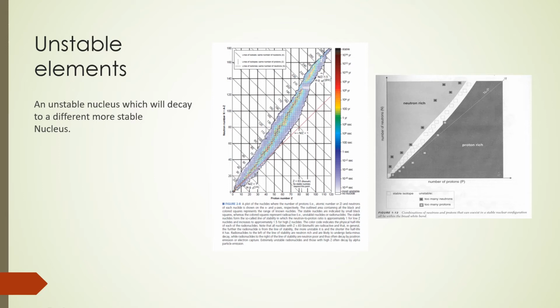The neutron to proton ratio is close to 1 for the low Z elements and increases to about 1.5 for heavier elements. As the line of stability moves away from the neutron to proton ratio of 1, the element is more unstable and the half-life is shorter. Above this line of stability, you have neutron-rich elements, and below the line of stability, you have proton-rich elements.